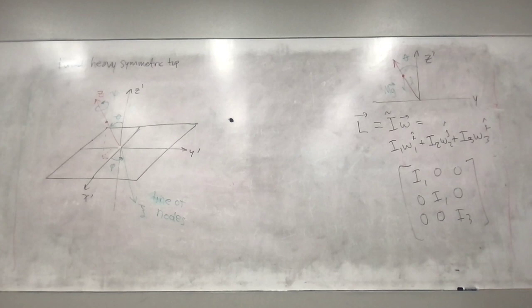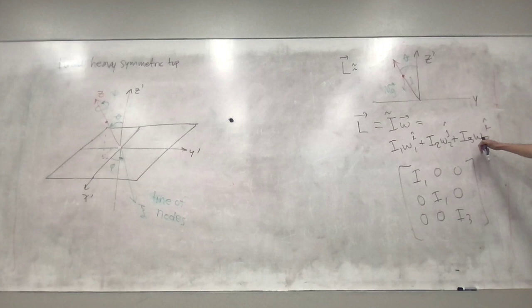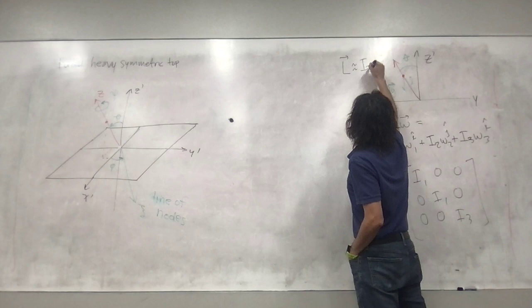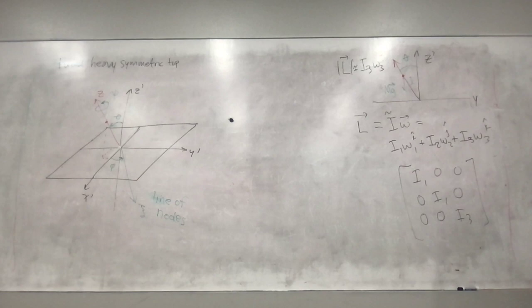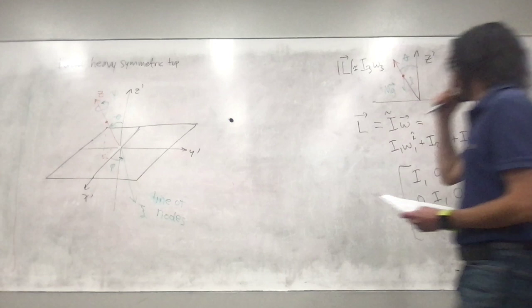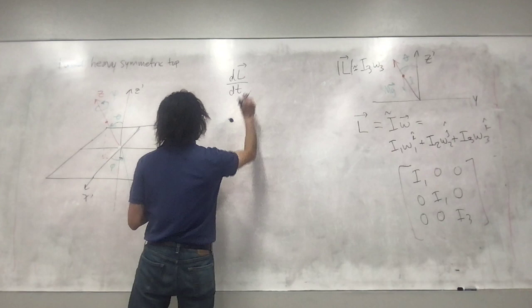If the top is spinning really fast, then, as I mentioned, L is going to be approximately equal to just this component. That'll be the magnitude, and it is aligned with the k direction. So k is the unprime system. The torque that is produced by gravity is the dL/dt, and that is the torque.